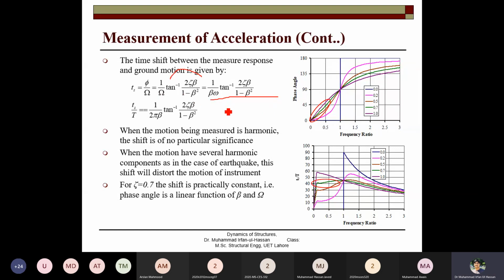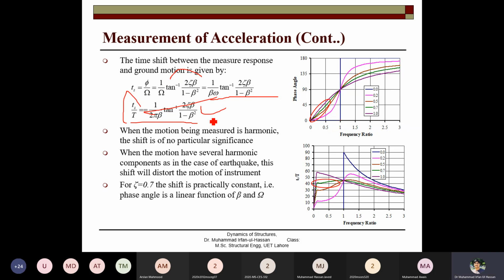Ts is the time shift. So Ts divided by the regular time period T. This is the ratio of that, putting in the value of T, because omega is replaced by 2 pi over T. So T comes out here, and it is equal to 1 over 2 pi beta tangent inverse of 2 zeta beta over 1 minus beta square.